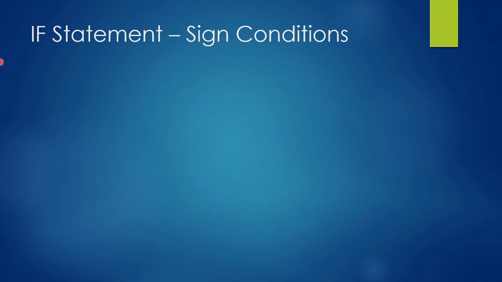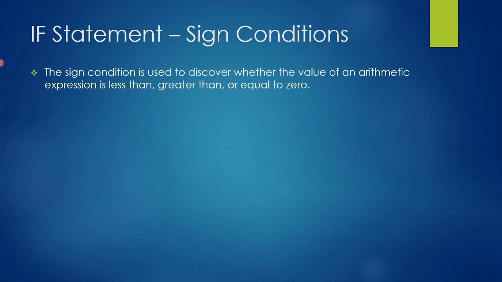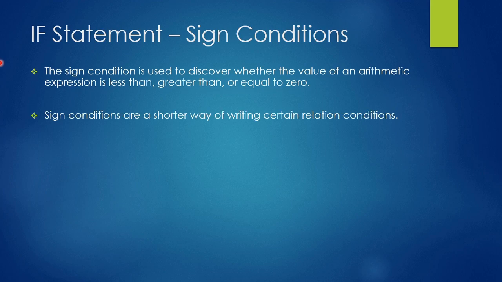Welcome. In this lesson, we will learn about the sign condition type of if statement. The sign condition is used to discover whether the value of an arithmetic expression is less than, greater than, or equal to 0. Sign conditions are a shorter way of writing certain relation conditions.